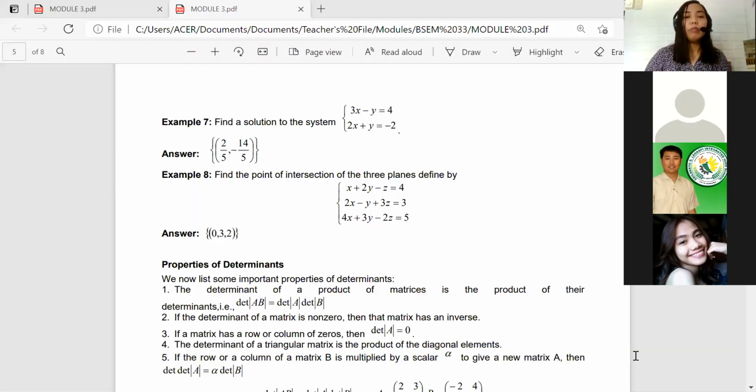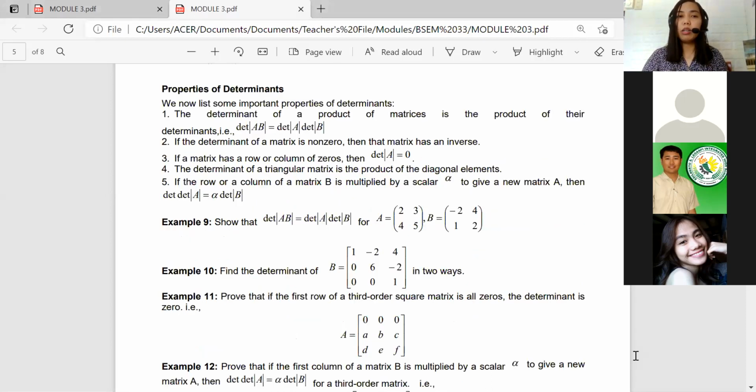Okay, next. If the row or a column of a matrix B is multiplied by a scalar, just say alpha, to give a new matrix A, then the determinant of A is equal to the scalar times the determinant of B. So you can show that. You can show that this property is true. You give matrix A, matrix B, and you give any value for the scalar, class. Then just follow this.